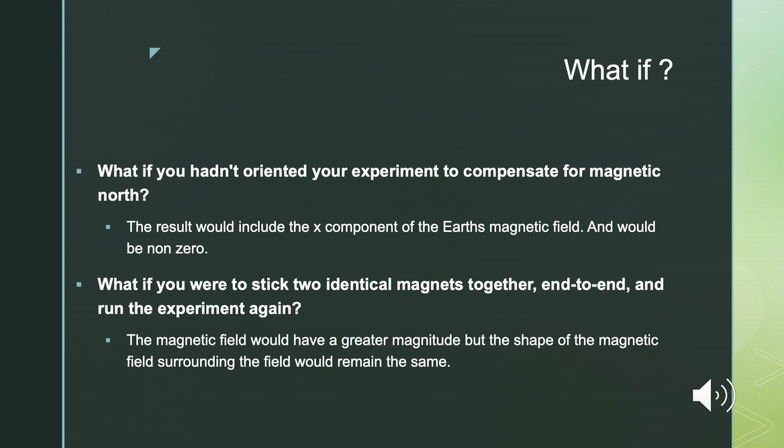If we lined up 2 magnets, we would have a larger dipole moment. Therefore, this would create a magnetic field that is twice as strong as the one created by the single magnet. This is because the dipole moment is larger with these 2 magnets, and therefore the field will be much greater.